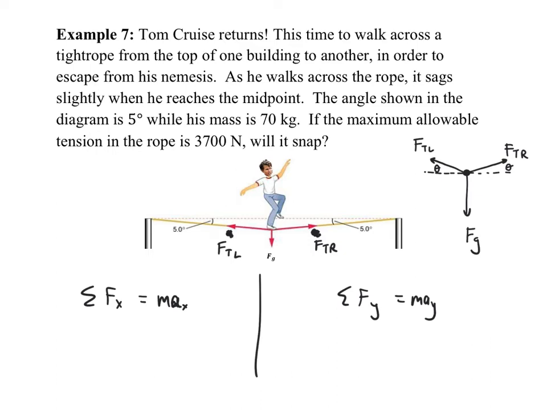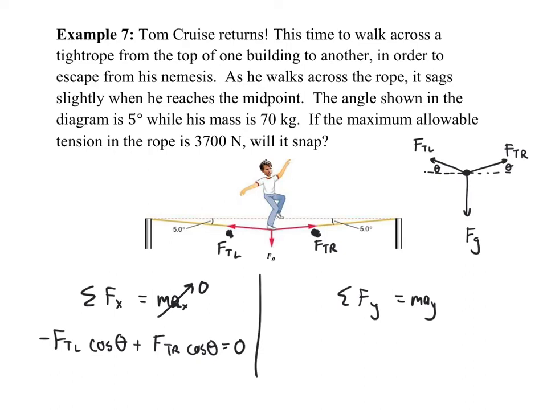So when we look at this problem, we say to ourselves, okay, well, this is interesting. Let's see. We've got those two pulling in opposite directions. So it looks like we've got negative FTL cosine theta, and then a positive FTR cosine theta. And that's going to equal 0. Again, because the assumption here is that he's not accelerating. He's moving at a constant velocity as he walks, or he's stopped for a moment in the middle.